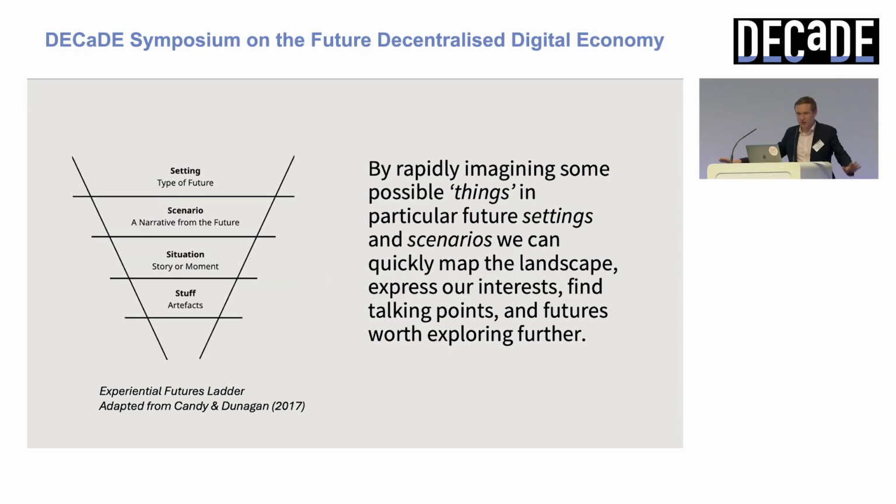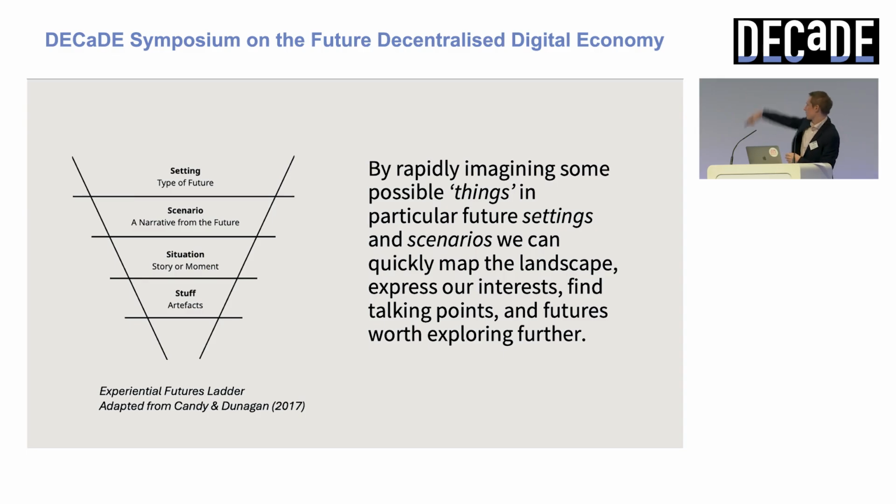So, a very quick little bit of futures foresight stuff. The idea here is that by rapidly imagining some possible things in a particular future setting or a scenario, it helps us map out the landscape. And it's not that we're trying to design the perfect thing or the perfect solution, but we're trying to think about, well, what kind of world would a thing like this exist in?